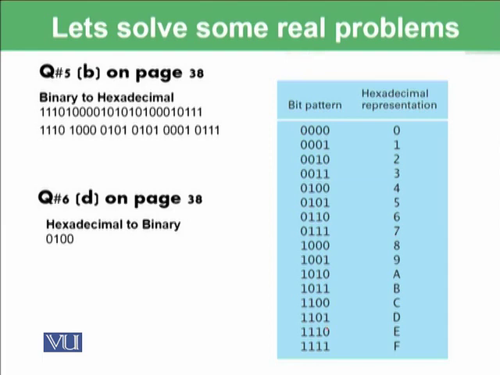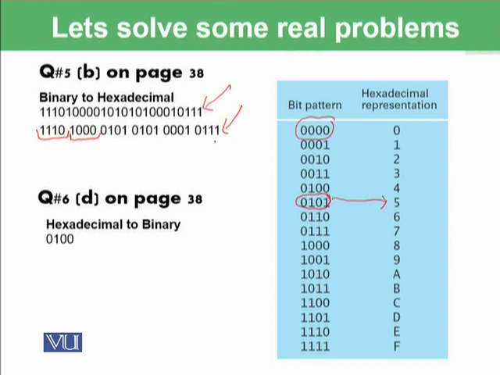This is question number 5, part B in your book, page 38. We have to convert a binary number to hexadecimal notation. So this is the binary number and we want to convert it to hexadecimal. Here you have learned that you need to combine bits in groups of 4, and each group of 4 should be translated to the corresponding hexadecimal notation. So in the next line I have made groups of 4. This is the first group of 4, then the second 4, and so on.